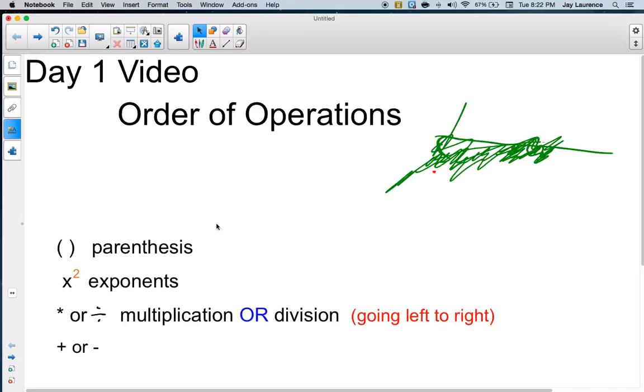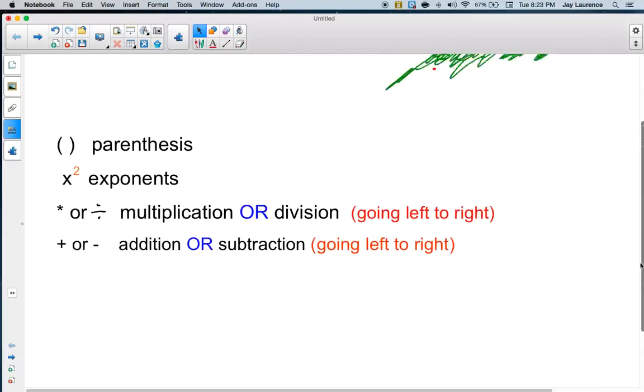Okay, so you do your parentheses first, your exponents second, multiplication or division. So you do the multiplication if it comes first in the expression, or you do the division first if it comes first in the expression. Take care of all that. Then you move down to the addition or the subtraction. And again, you must decide which one is on the most left, and that's what you do. Okay, so we're not going to use that ugly P word.